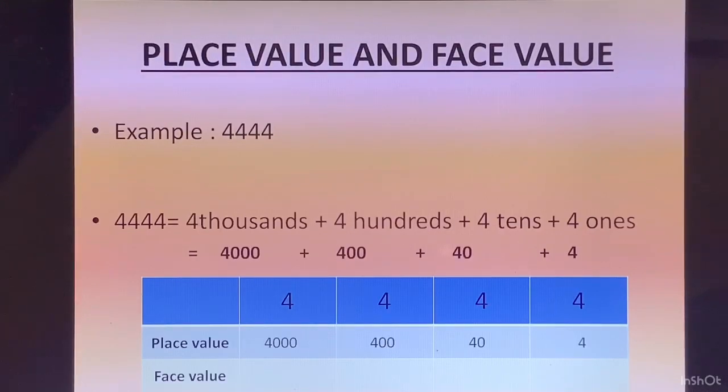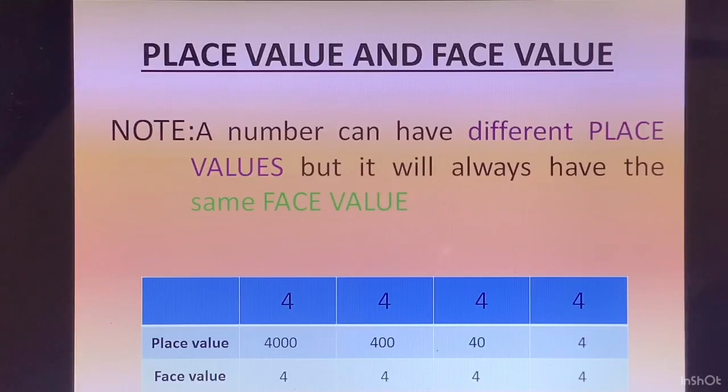And the face value remains same irrespective of the position where it is placed. All the 4s will have the same face value as 4. So, I want you to note a number can have different place values, but it will always have the same face value. 4 will always have the face value as 4 only. But depending on the place where it is positioned, its place value can be 4, 40, 400, 4000 and so on.